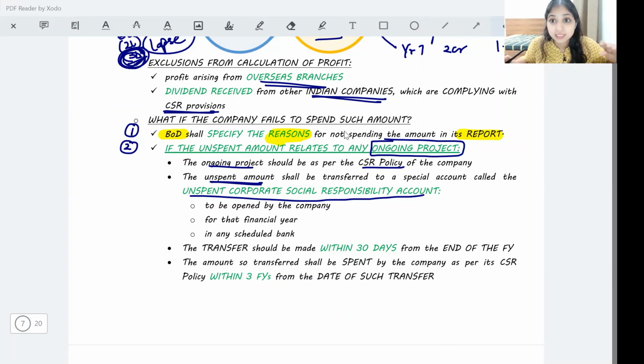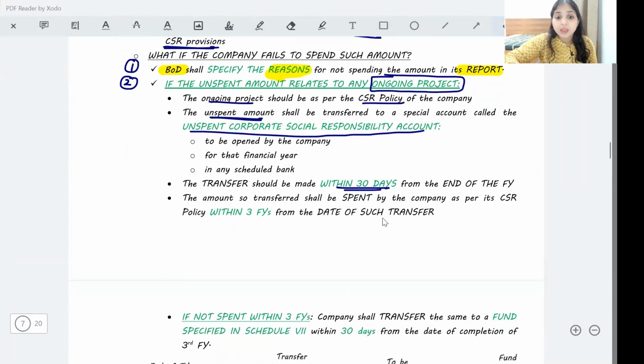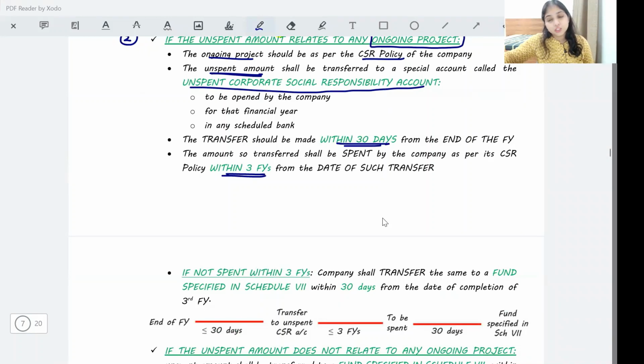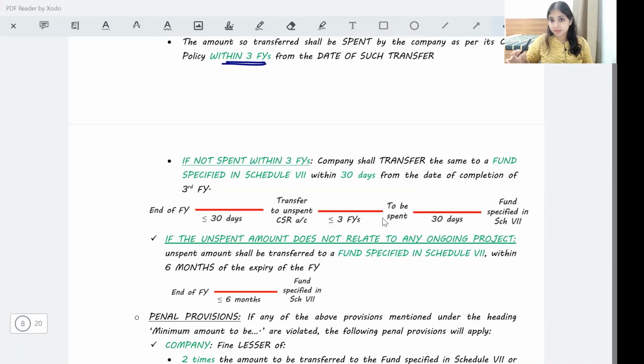That less money, that deficiency, that shortfall, you know what you should do? Go to a scheduled bank, open a new bank account, call it your unspent CSR account, and put this 50 lakh into that bank account. Within 30 days from the end of the year, you should do this. And within 3 years, you should use this money. If you don't use this money within 3 years, then after the expiry of 3 years, within 30 days, the company will withdraw money from this account and put this money into a special fund which is set up under Schedule 7.